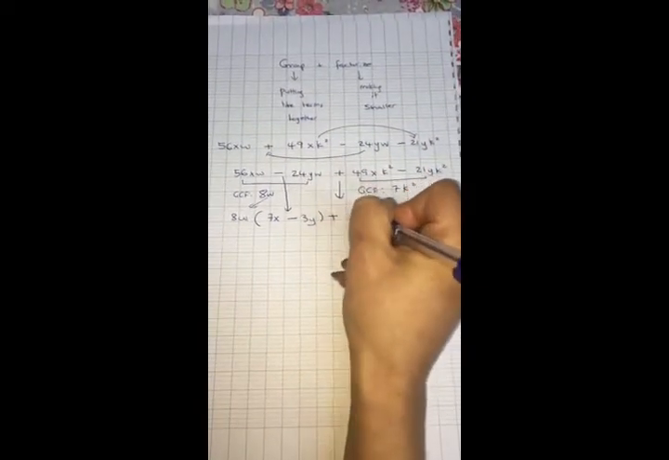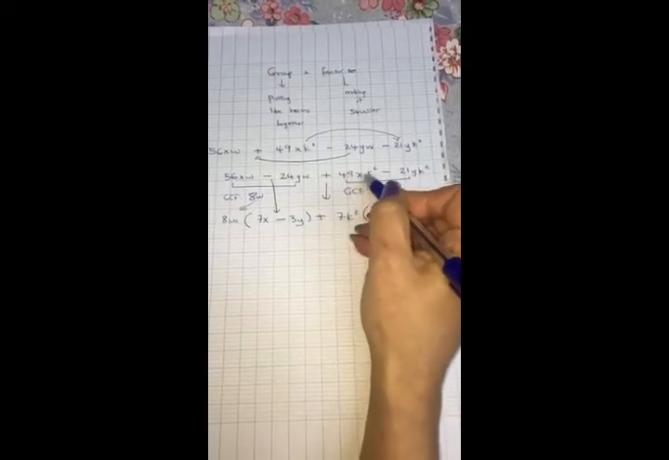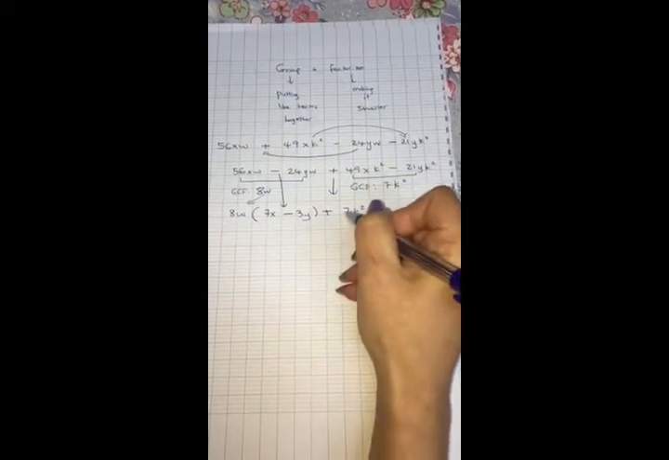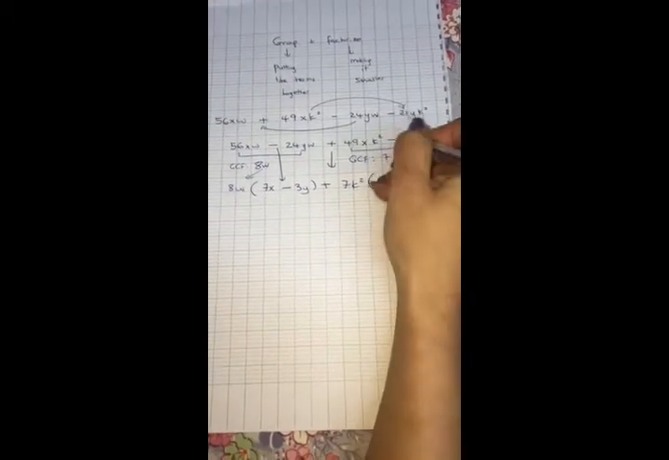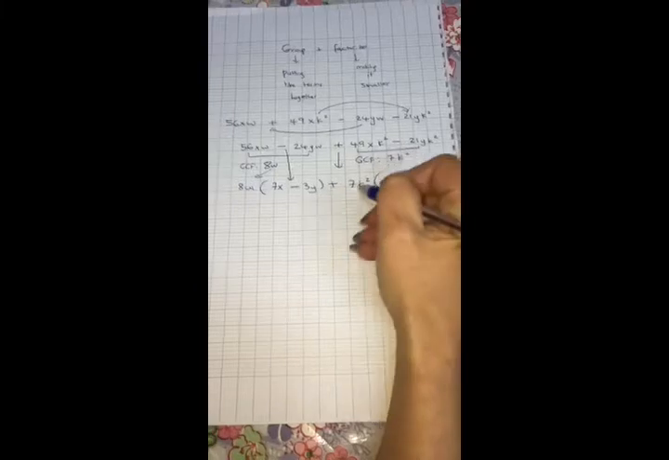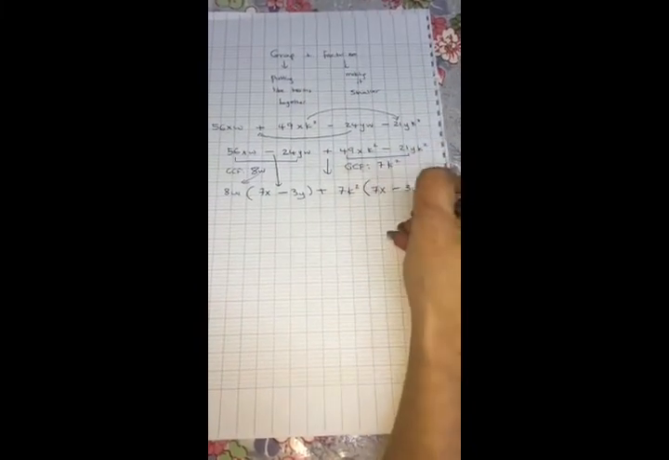The common is 7k to the second. Open my parentheses. 49xk to the second divided by 7k to the second is 7x. Bring down your minus sign. 21 divided by 7 is 3. And there's a y and the k goes away.